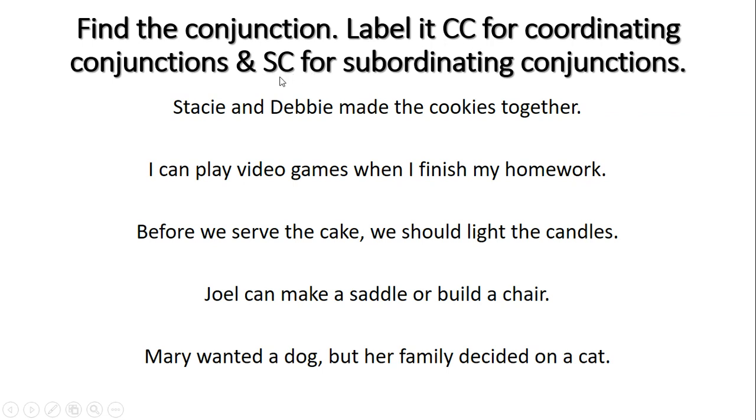All the other ones are going to be subordinating conjunctions. So let's take a look at our sentence first of all. Here we go. We have Stacy and Debbie made the cookies together. This here looks like we have a sentence. We have two subjects, Stacy and Debbie made the cookies. Two subjects, one verb. You should see you have the word and in the situation.